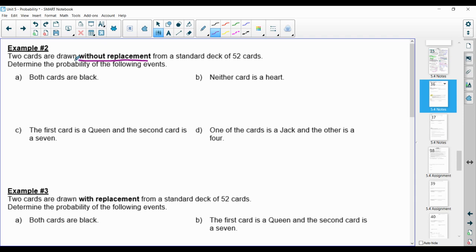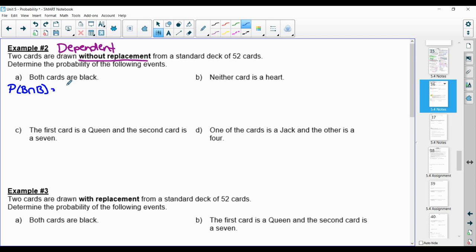And so often in a question, it's not going to be bolded. So it's really important that you read and then you highlight or underline or pay attention to those key points. This one says without replacement. That means this is a dependent event because the outcome of one event affects the other. So the first question says to determine the probability of getting 2 black cards. So both cards are black. So the probability of black and black.